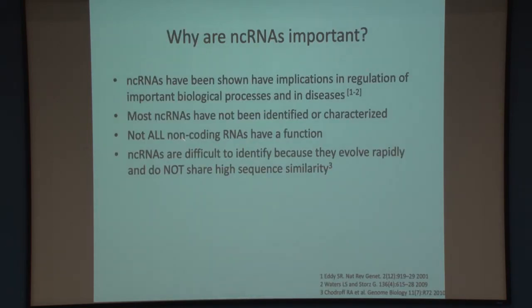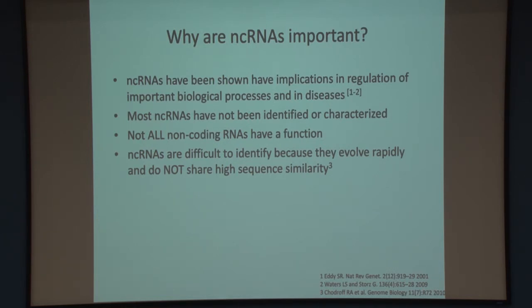So once again, these non-coding RNAs are important in biology and can cause disease if they're regulated incorrectly, and most of them have not been identified. Not all of them have a function, and they're difficult to identify because they evolve rapidly. What I want you to take out of this is that they're difficult to identify and that people are very interested in identifying them because they play important roles.